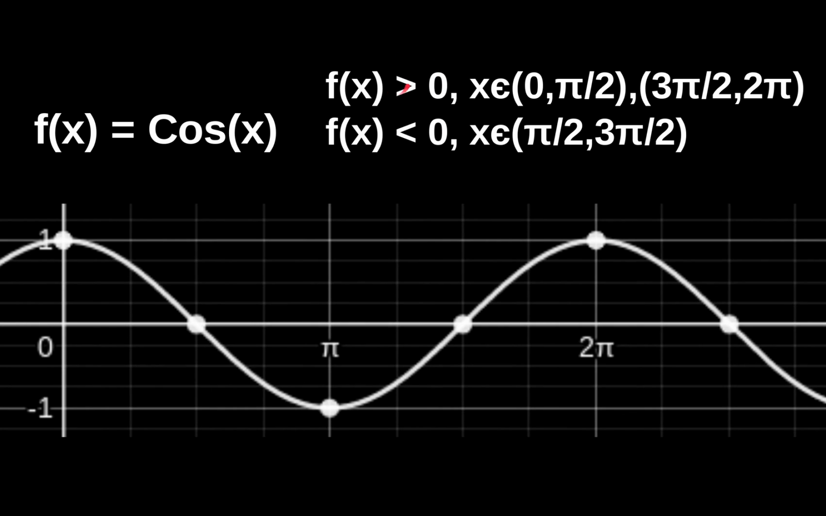Cosine of x is greater than 0 on the intervals 0 to pi over 2 and 3 pi over 2 to 2 pi. This area and this area. And it's less than 0 from pi over 2 to 3 pi over 2, right here.